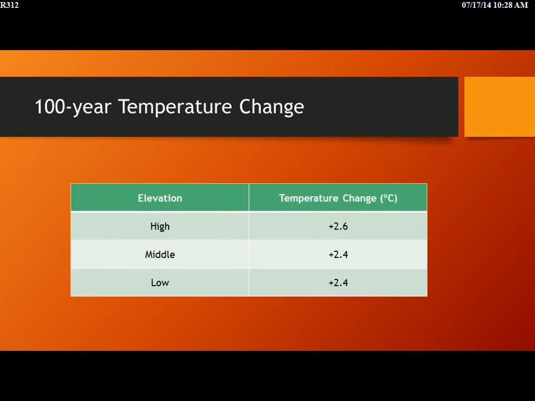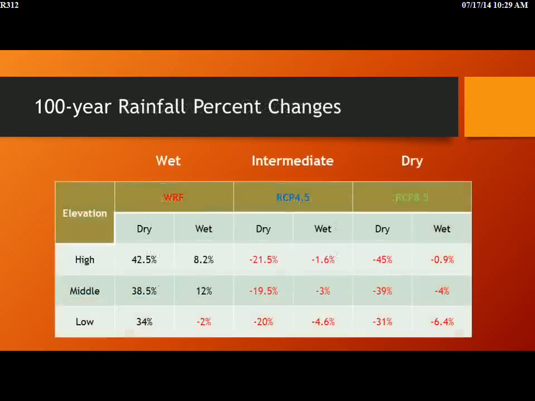So for temperature, the consensus is that high elevation temperatures are going to warm the most. Thank God, Hawaii is not going to warm as much as most of the mainland. I think we'd really be in trouble if we saw 6 and 8 degree increases in Hawaii. Less warming at middle elevations, and again, all the models seem to think this is pretty reasonable. And these pertain now to our study sites. They're not generic, so just so we're clear on that.